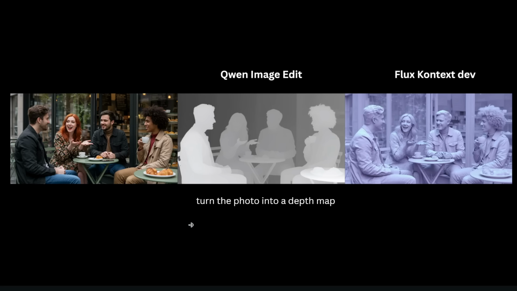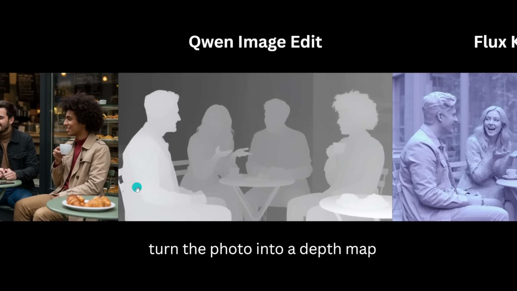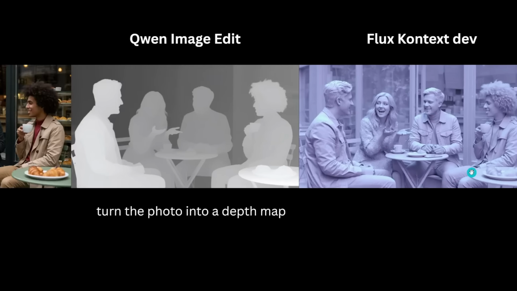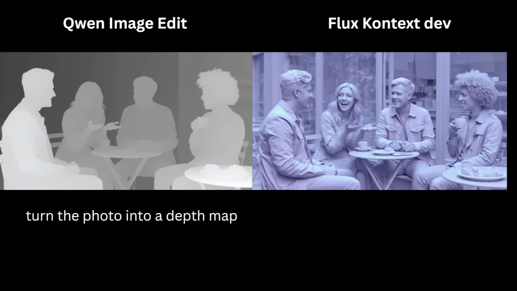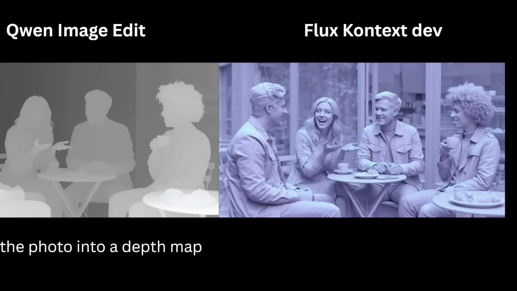Here's another interesting prompt that I tried out. Turn the photo into a depth map. And Qwen Image Edit actually did a pretty good job. This is indeed a pretty accurate representation of the closeness of all the objects in the photo. Now for Flux Kontext Dev, it completely failed to give me a depth map. This is more of a normal estimation than a depth map.